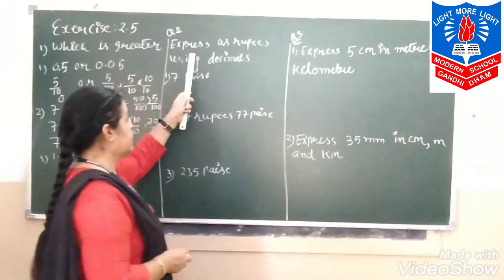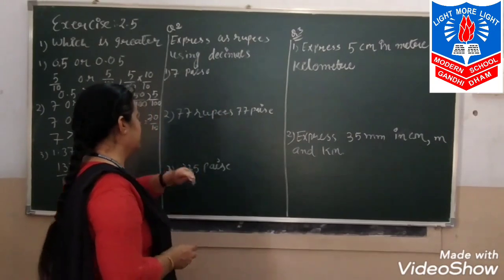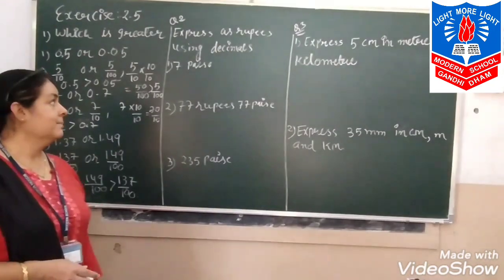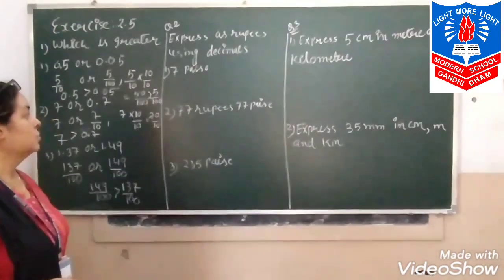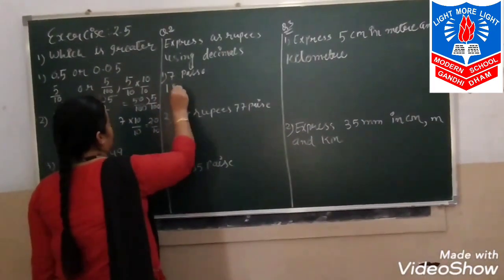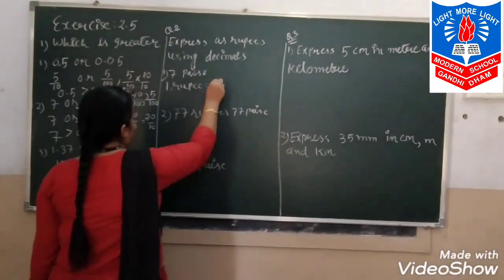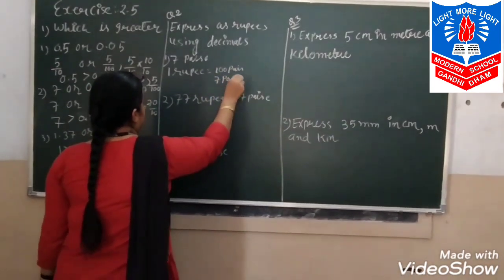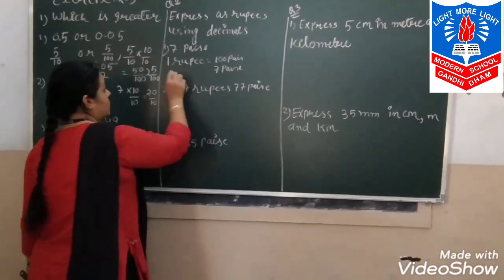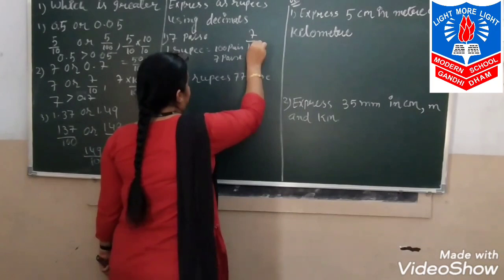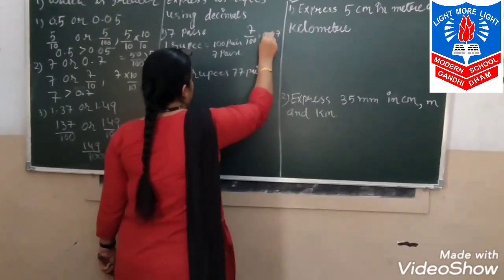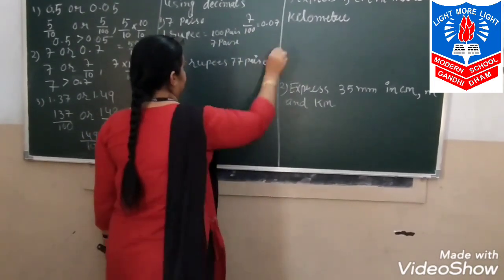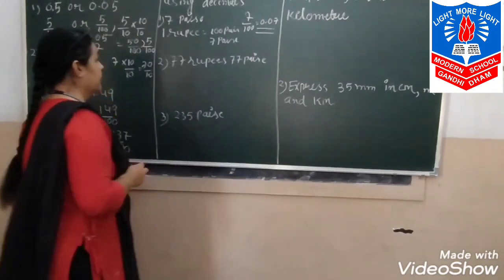Now question 2. Express in rupees using decimal. Here 7 paisa is given. So 1 rupee is equal to 100 paisa. So 7 paisa is equal to how much? 7 divided by 100 is equal to 0.07. See, point after 2 digits because here is 100, so we write in such a way.